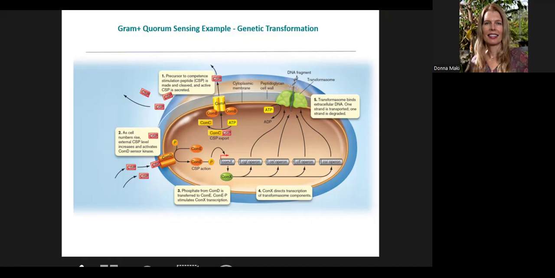And so again, it makes sense that if you have a lot of cells around you, there's probably a certain percentage that are lysing and breaking open too. So there's probably a lot of naked DNA out there. So it makes sense that they'll shift into this behavior when there's a lot of cells around them.